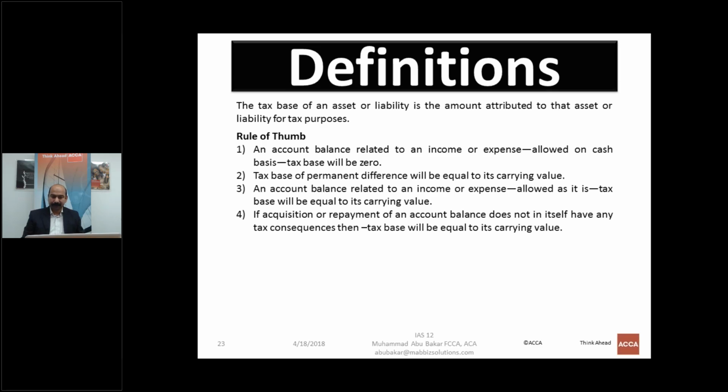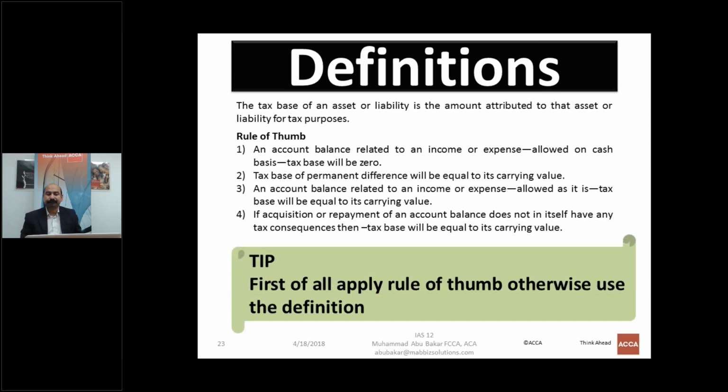First of all, the tip is to apply the rule of thumb. Otherwise, use the definition. If your asset or liability does not fall under any of these 4 situations, then straight away go to the definition. Apply the definition of the tax base, and that is the value as per the tax law. But for those assets and liabilities which are covered by these 4 principles, straight away you can apply these rules of thumb instead of wasting your precious time.